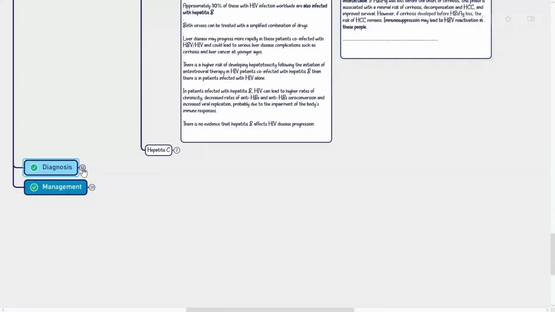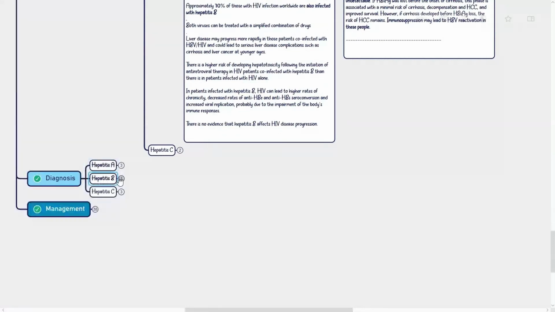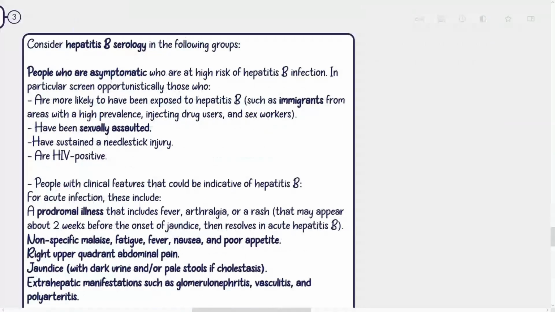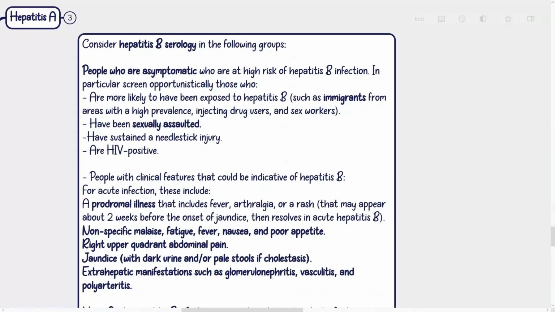Diagnosis. Consider hepatitis B serology in the following groups: people who are asymptomatic who are at high risk of hepatitis B infection. In particular, screen opportunistically those who are more likely to have been exposed to hepatitis B, such as immigrants from areas with a high prevalence, injecting drug users, and sex workers, have been sexually assaulted, have sustained a needle stick injury, are HIV positive.